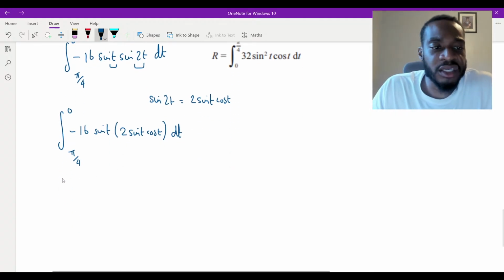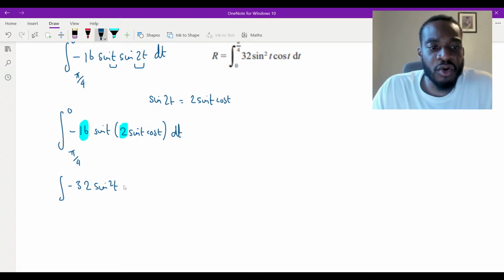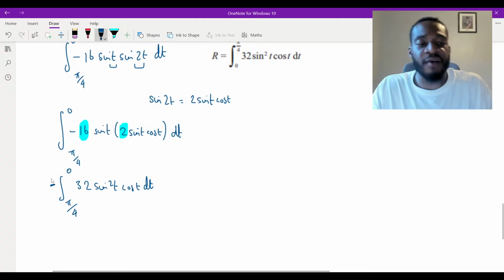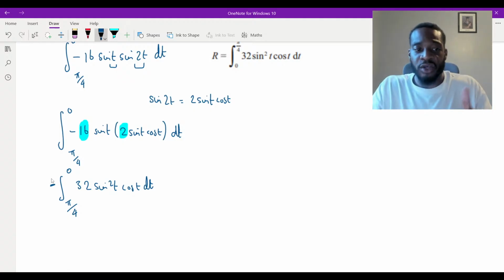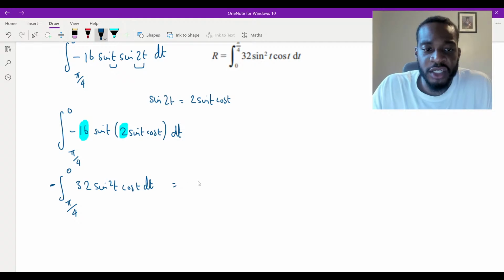And then now we can tidy this up a bit more. I've got a 16, I've got a 2, that's 32. And then I've got sine squared t, and then I've got cos t dt. And this is between 0 and pi over 4. Now that minus can go on the outside, right? Now, whenever you have the limits the wrong way around and you've got a minus, you can literally just reverse it. So there's a rule here.